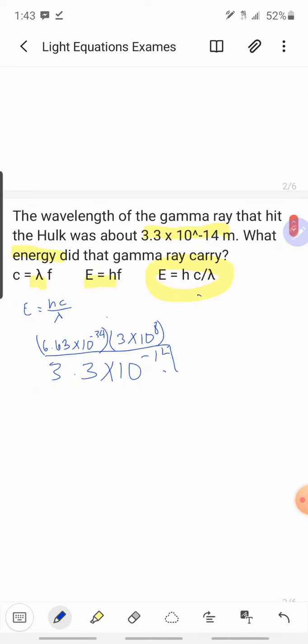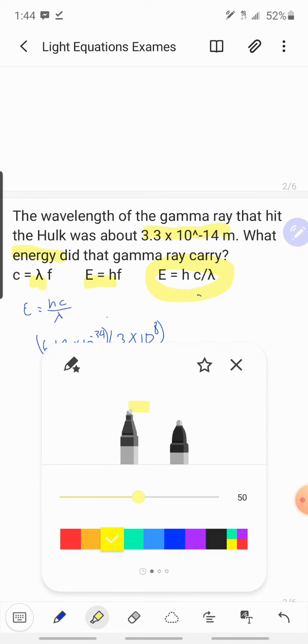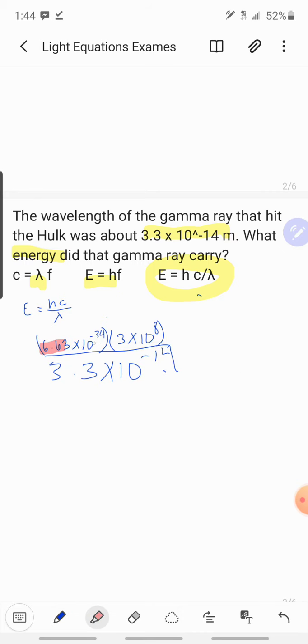So if I'm going to calculate this manually, I'm going to multiply this and this, and then divide by 3.3. So if I do 6.63 times 3, I get 19.89. If I divide that by 3.3, I get 6.027, and then 27, 27, 27 repeats.